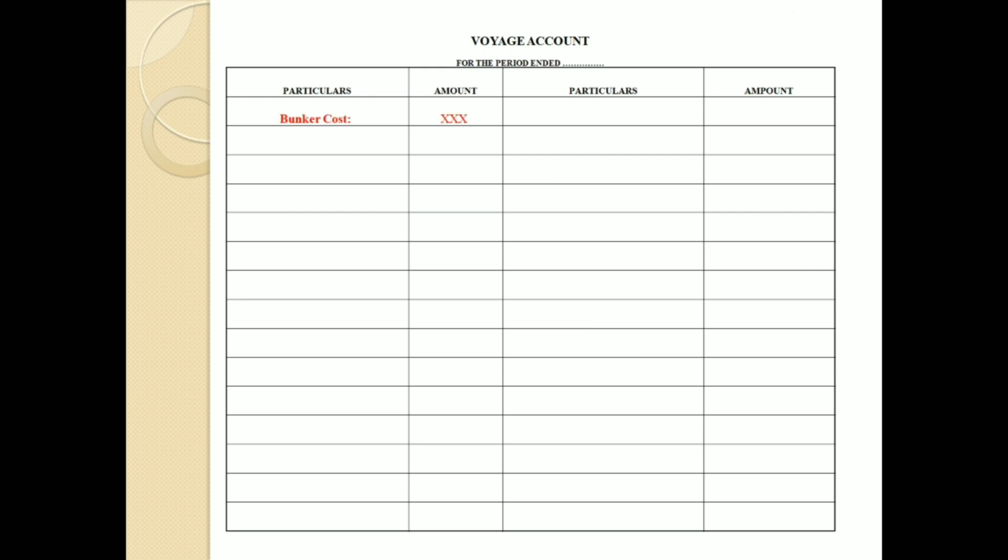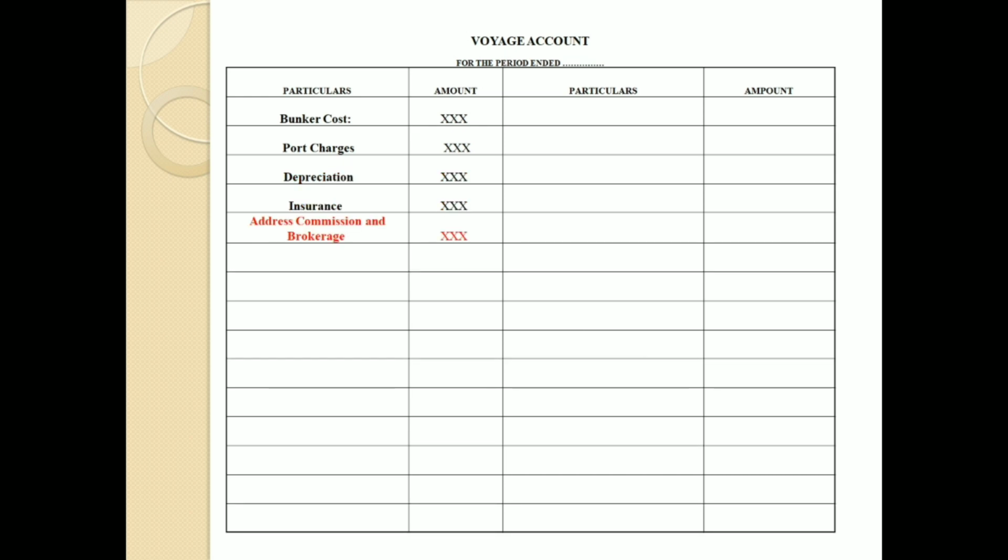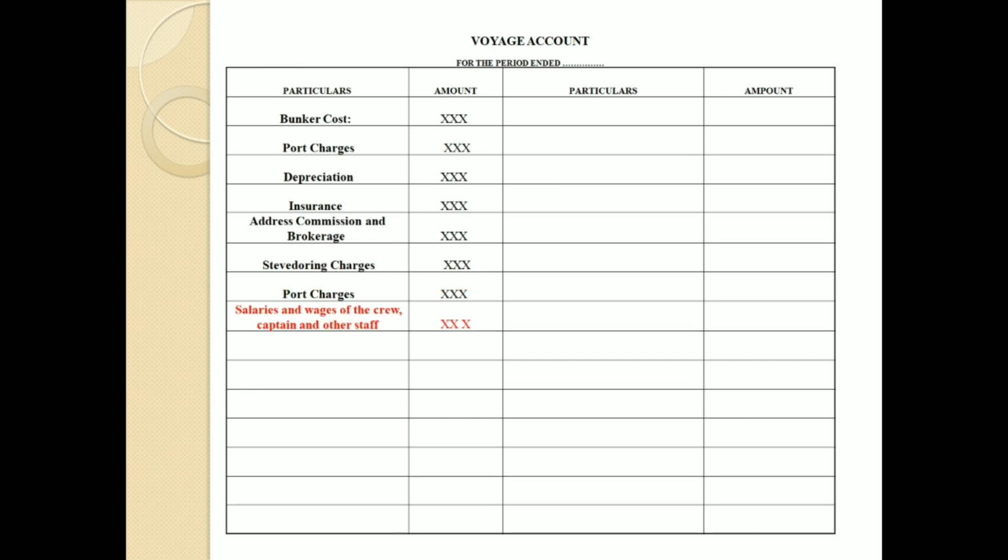So this is the first item, what we have discussed: the bunker cost on the debit side, port charges on the debit side. Then depreciation on the debit side, insurance on the debit side, address commission and brokerage on the debit side, stevedoring charges on the debit side, salaries and wages of the crew, captain and other staff on the debit side. Then harbor charges on the debit side, manager's commission on the debit side. So these are some of the expenses that are part of a voyage account.